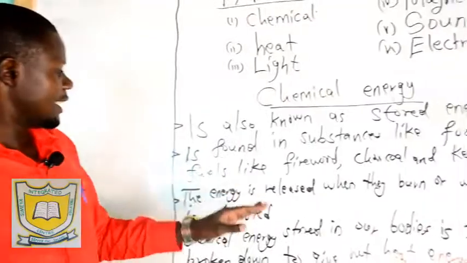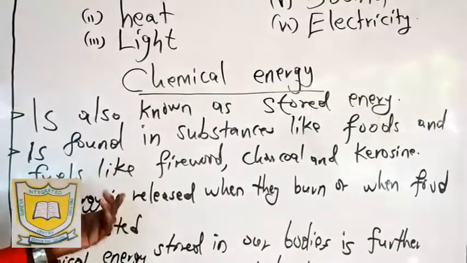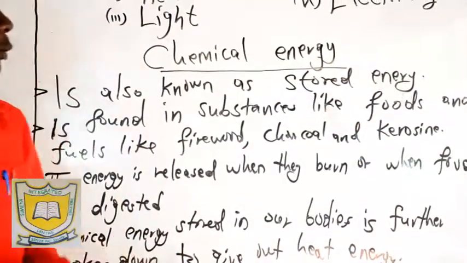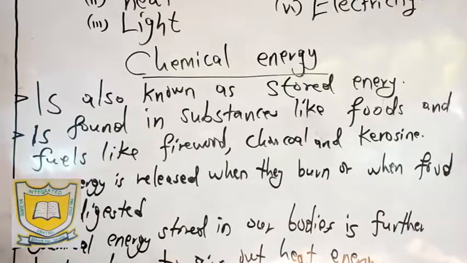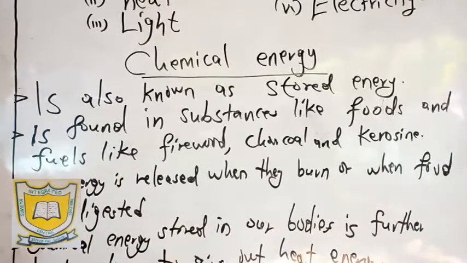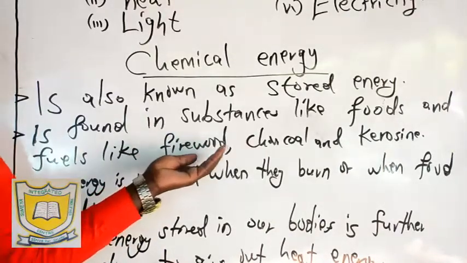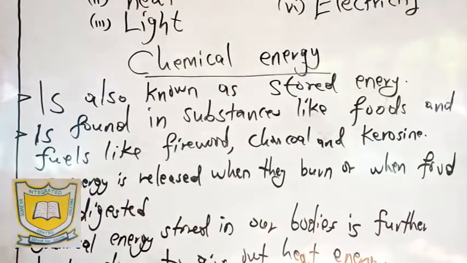They say energy is released when fuel is burned. The type of fuel we are talking about: firewood, charcoal, and kerosene. When you burn them, you find that after being burnt, they produce heat energy. Whatever is having chemical energy are the fuels, which are firewood, charcoal, and also kerosene.